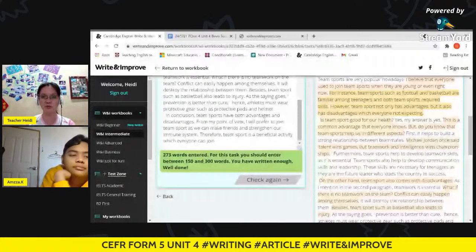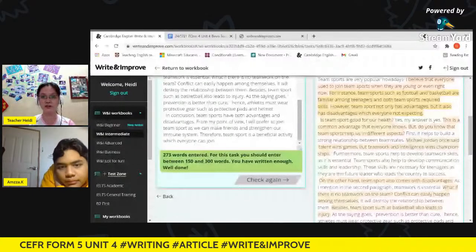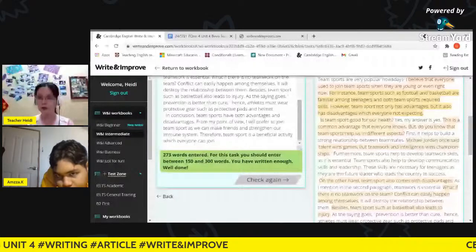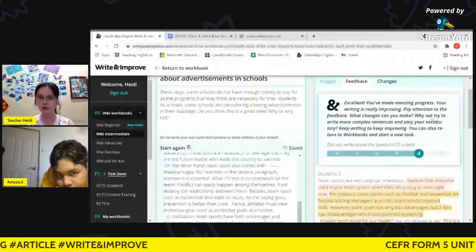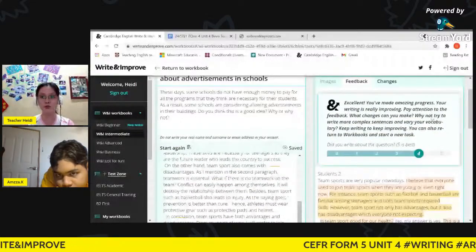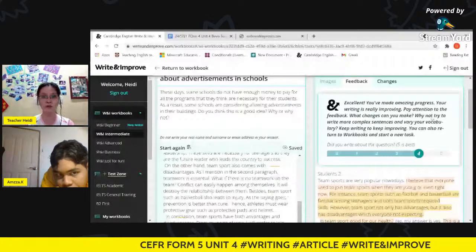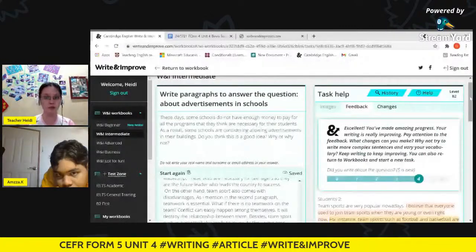Now, this is student 2. Student 2 is excellent. I forgot if it's a she or he. He's got a B2 level. You see right at the top here is written B2 level. So my essay is a B2 level essay.